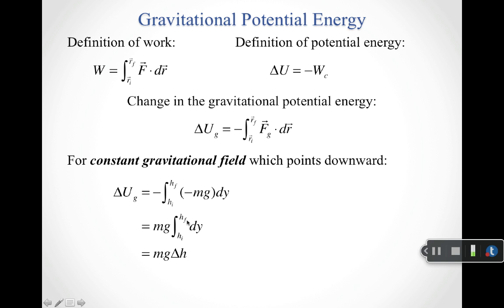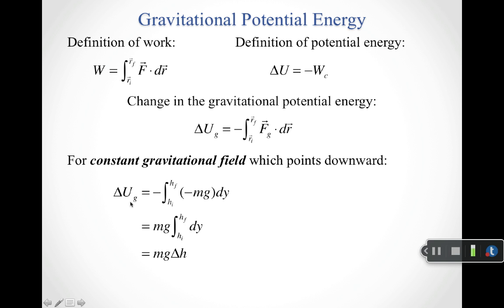If I'm at some higher final height than I was initial height, then final minus initial is positive. That means I went up, and that means I increased the gravitational potential energy. If, on the other hand, I went downwards, that means my final height is less than my initial height. Delta h is negative, and I decreased the gravitational potential energy.